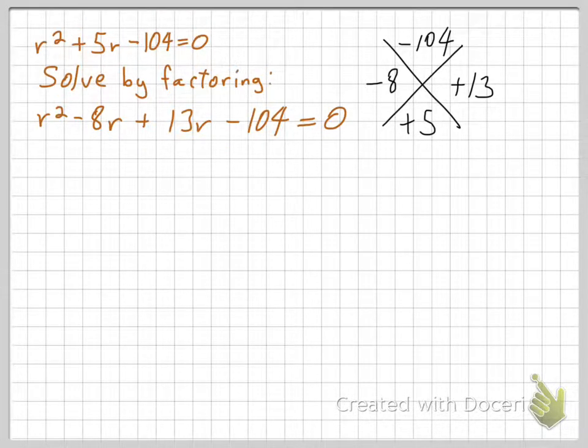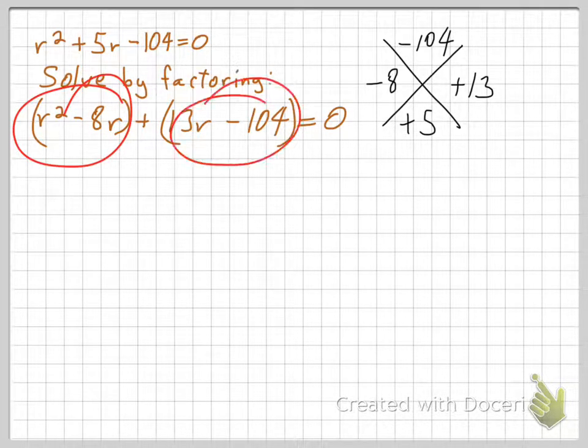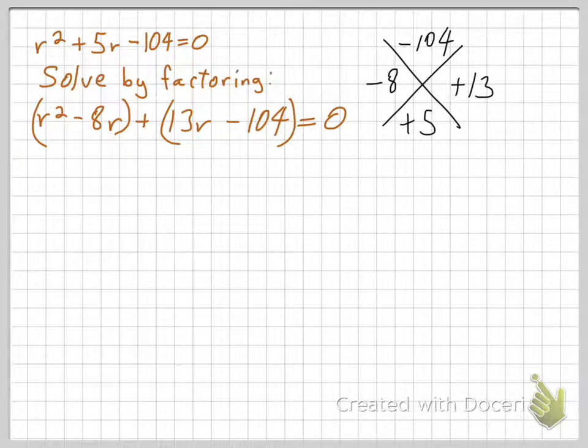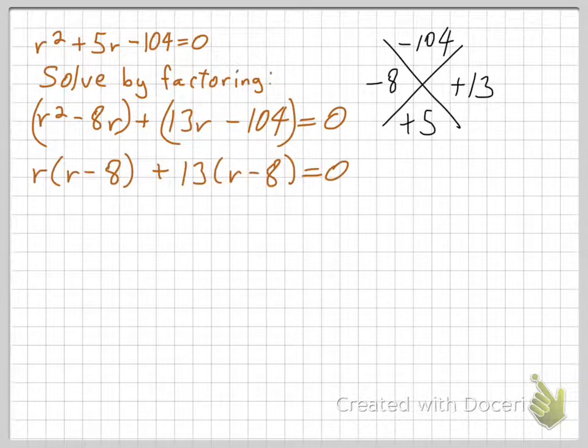And then I will group them, okay? And then you factor each binomial. So r squared minus 8r has an r in common. You can pull out an r, and you get r minus 8 left, right? Because r times r is r squared, and r times negative 8 is negative 8r.